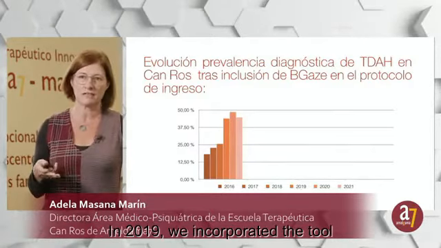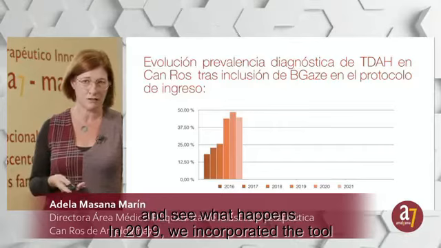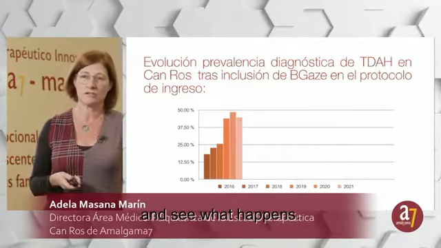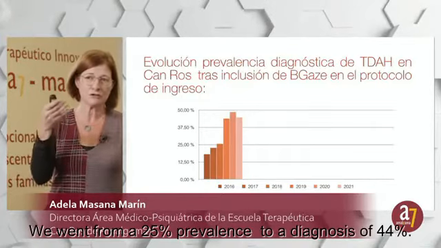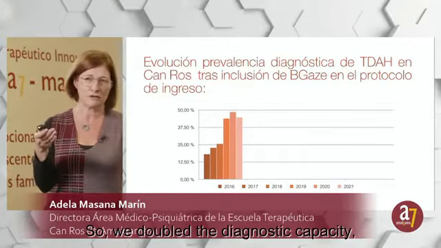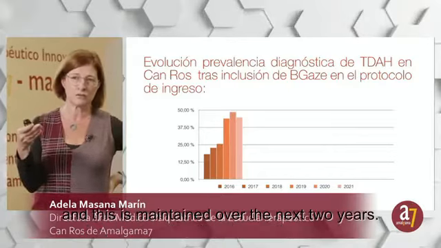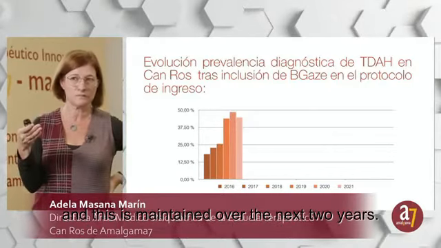In 2019, we incorporated the tool. And see what happens. We went from a 25% prevalence to a diagnosis of 44%, so, we doubled the diagnostic capacity. And this is maintained over the next 2 years.